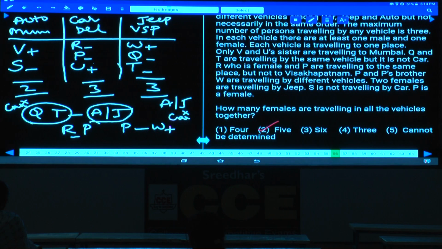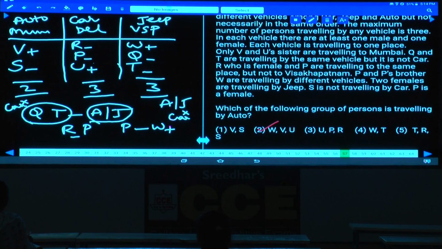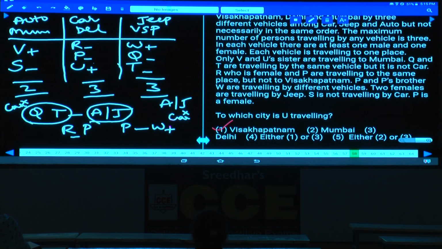Then question number 57. Which of the following group of persons is traveling by auto? Auto: who are those two persons? V and S. That is choice 1. Then question number 58, to which city is U traveling? U is traveling to Delhi, that is given in choice 3.